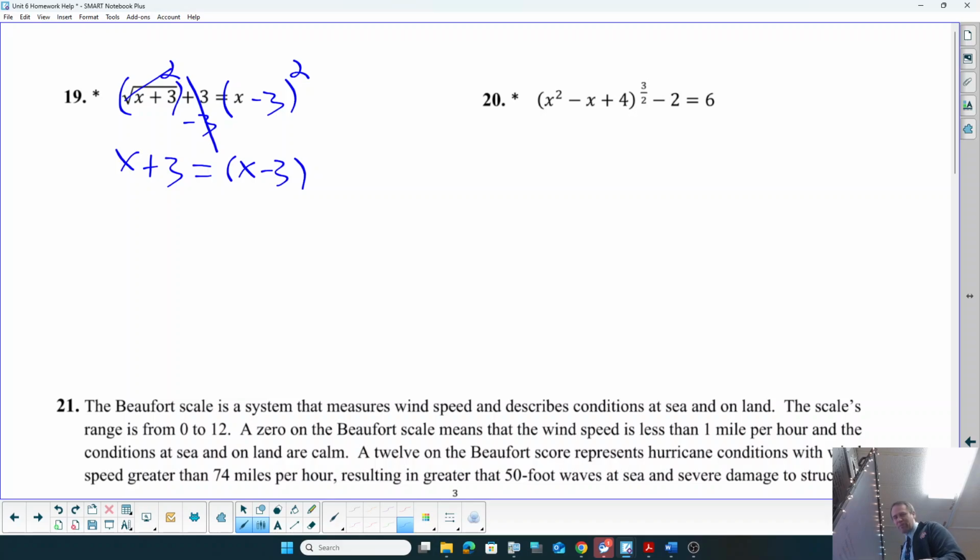It is not x squared plus 9. No, no, no. You're missing your middle terms. Pause me. Try it on your own. Don't just copy me. You're going to fail the test. Pause me. Try it on your own.